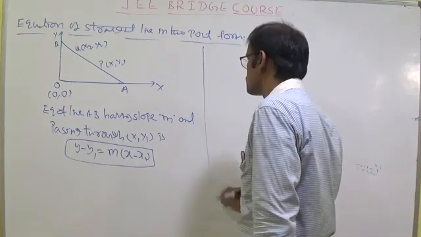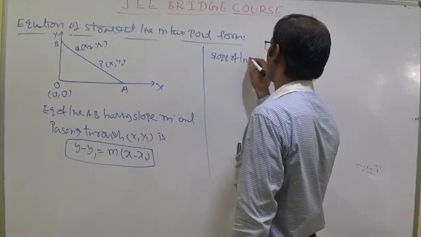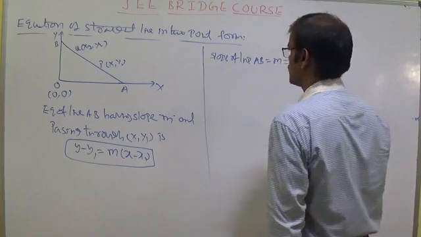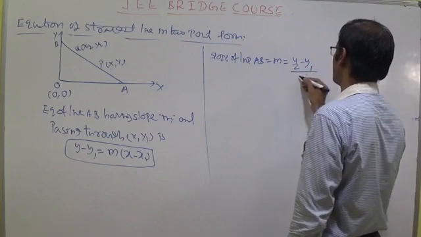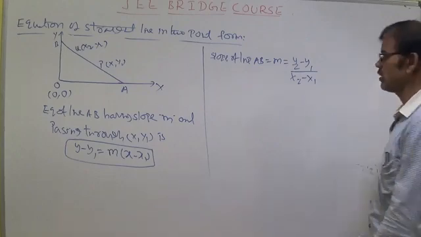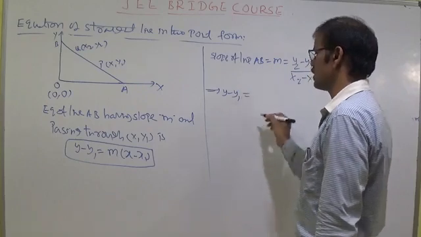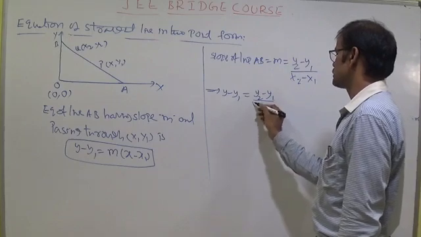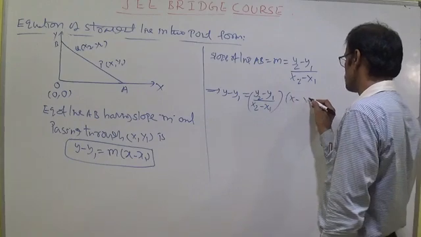Now the slope is equal to the slope of line AB. If we indicate it with the letter m, you can write it as the difference of y coordinates by the difference of x coordinates, so y2 minus y1 by x2 minus x1. That implies you can write the equation as y minus y1 is equal to y2 minus y1 by x2 minus x1 into x minus x1.